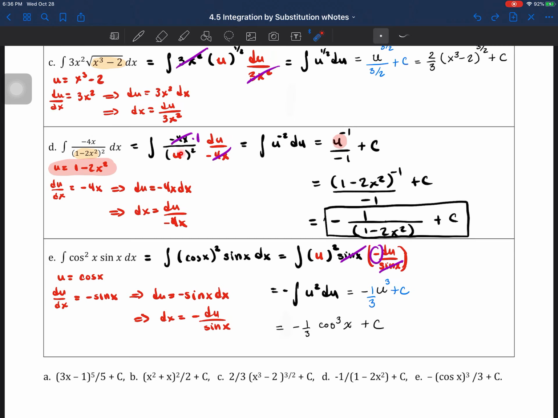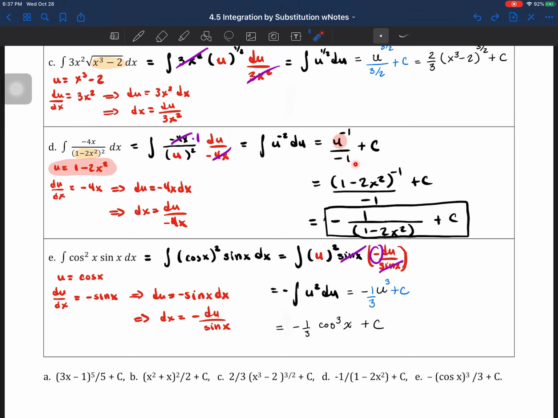And this is u squared. So we're going to move that to the top so we can take the integral and use the power rule. So we're going to have u to the negative 2 times du. We can take the integral of this using the power rule. So add 1 becomes negative 1, divided by the new power, so divided by negative 1, plus c.